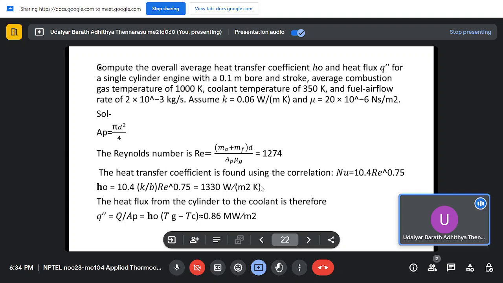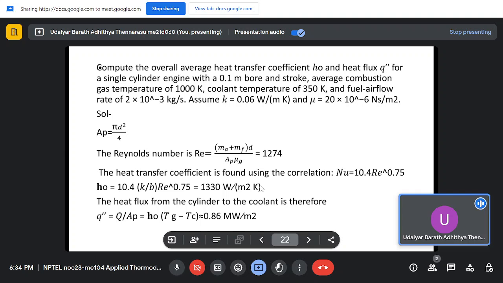To find out heat transfer coefficient, we'll use the relation given for Nusselt number. So Nusselt number equals constant times Re raised to power n. So constant is given as 10.4 and Re is raised to power 0.75.